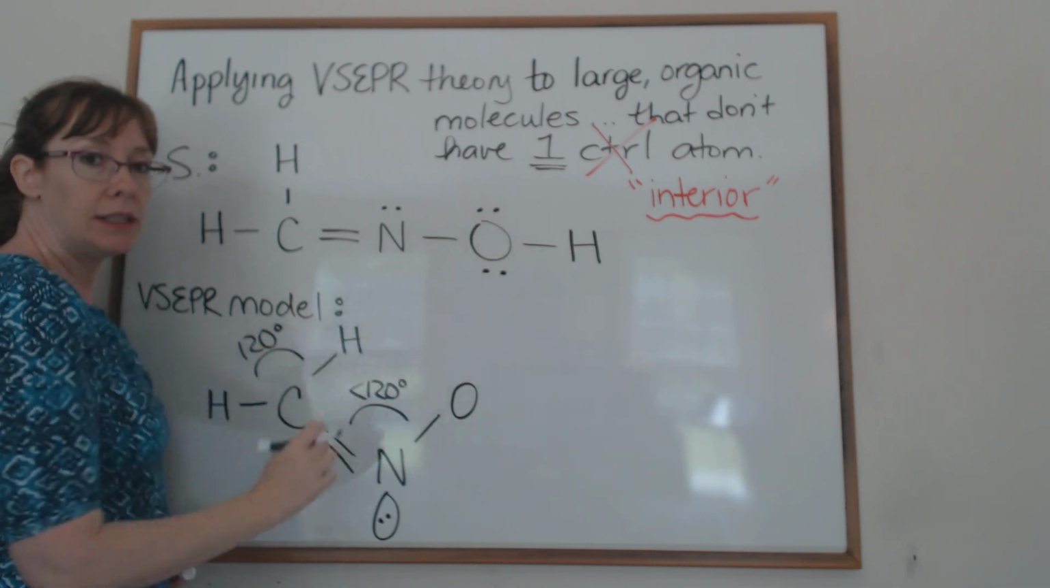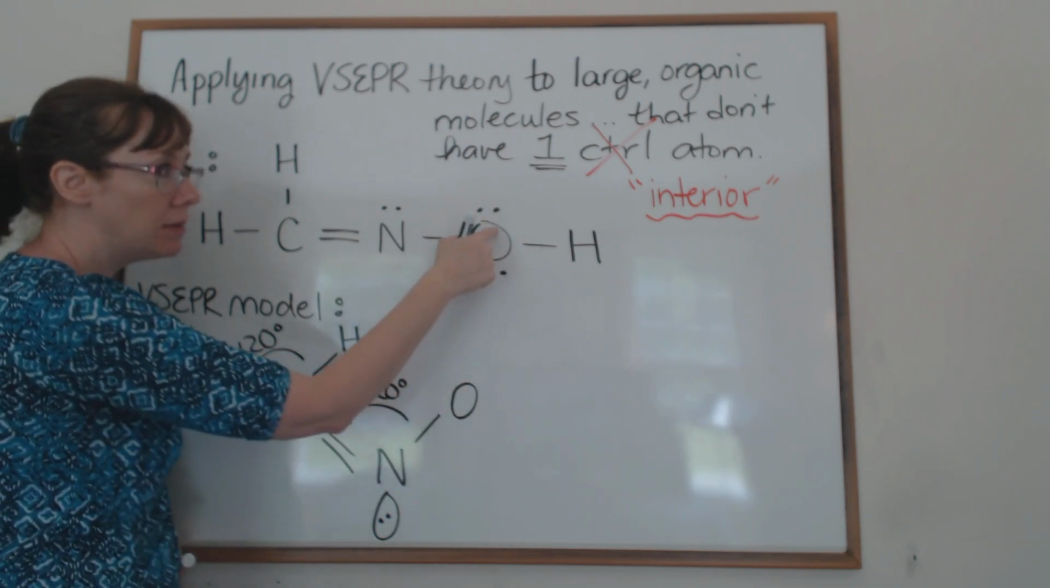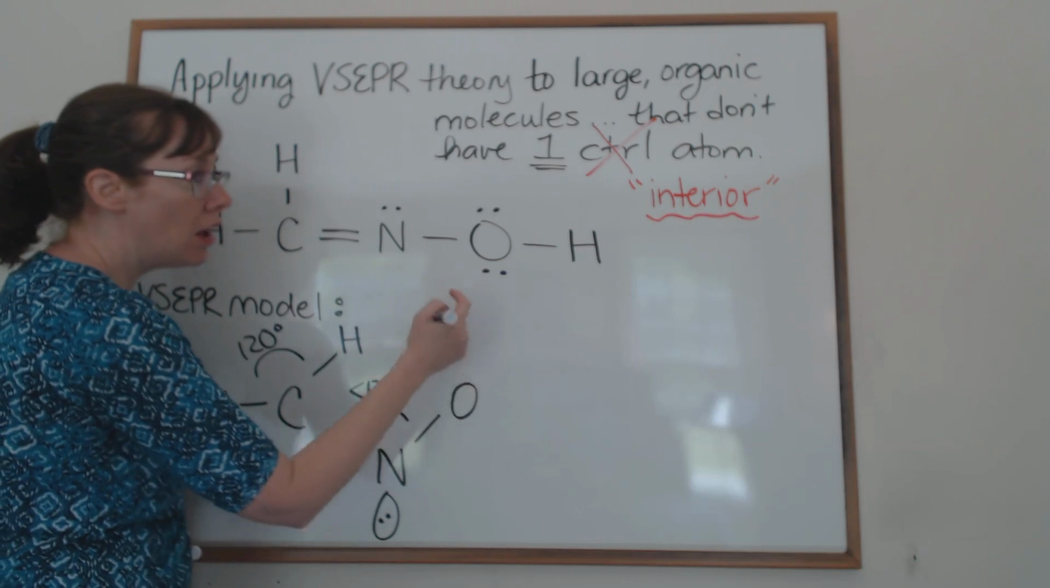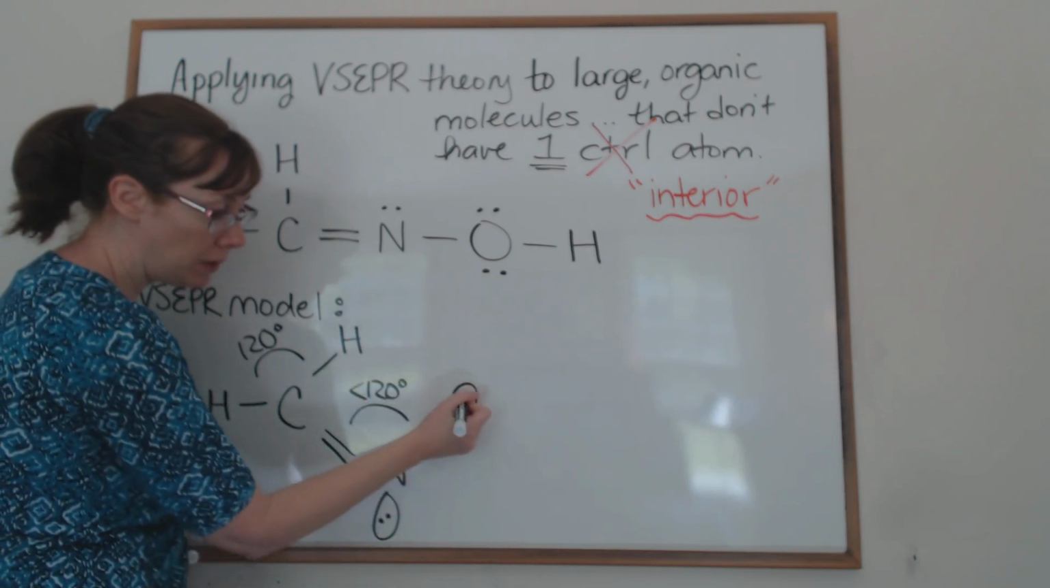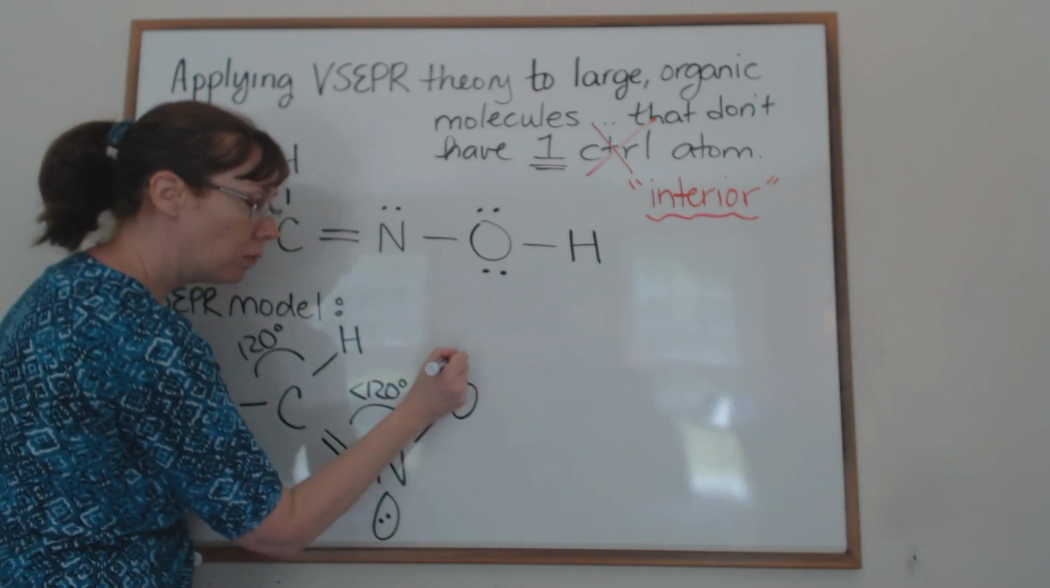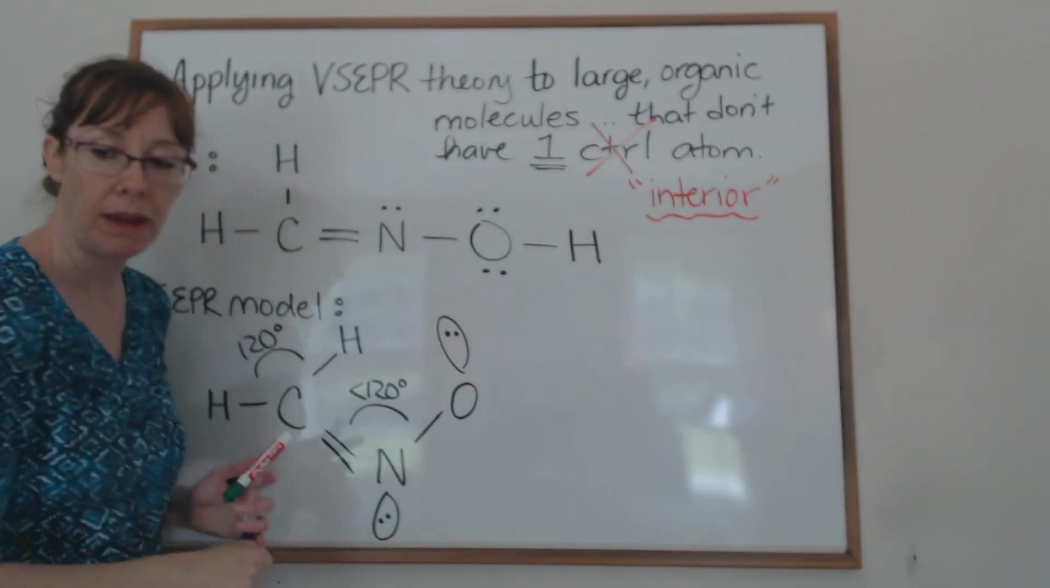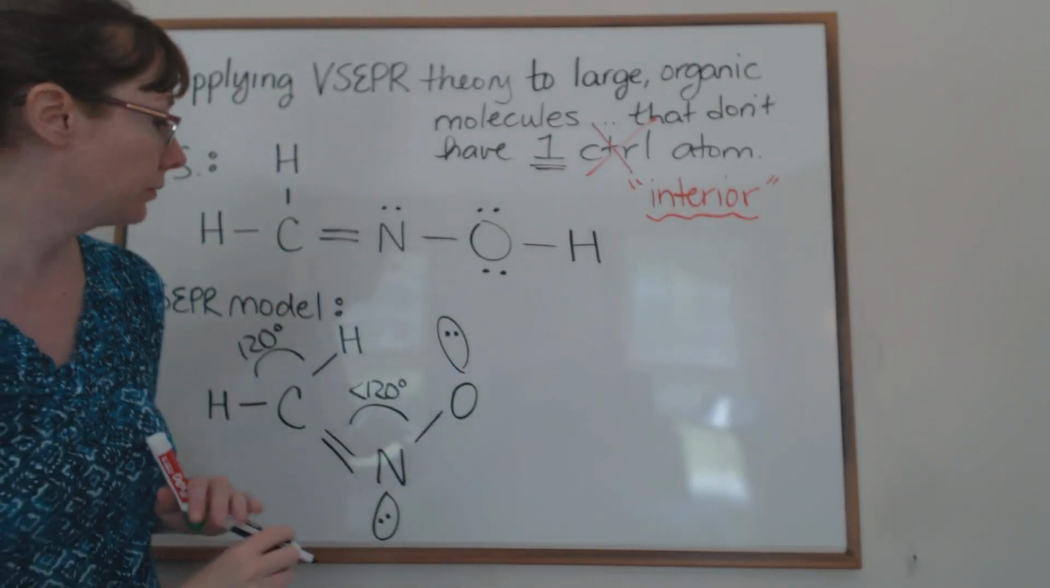Now, this one here, oxygen, is going to be tetrahedral electron geometry. 2 of them are lone pairs, so I've got this one here. Let me go ahead and do the one that's up, this being a lone pair.